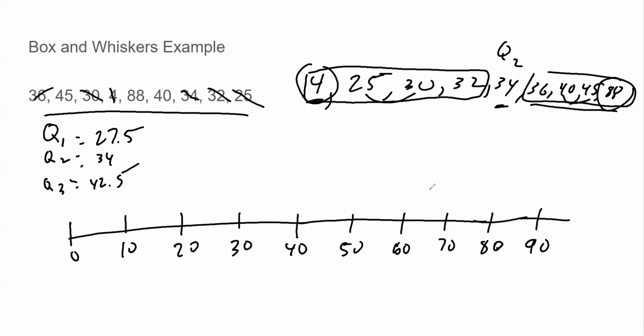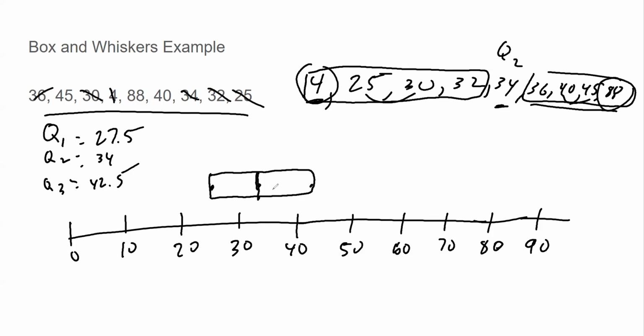All right, I'm going to graph it above it so I can draw that box. Quartile 1 is 27.5, so it's going to be about here. Do I have to be exact? Not for this purpose. Quartile 2 is 34, so that's going to be about right there. Quartile 3 is 42.5, and that's going to be about right there. Then I connect quartile 1 and quartile 3, and then I put a line down at quartile 2.